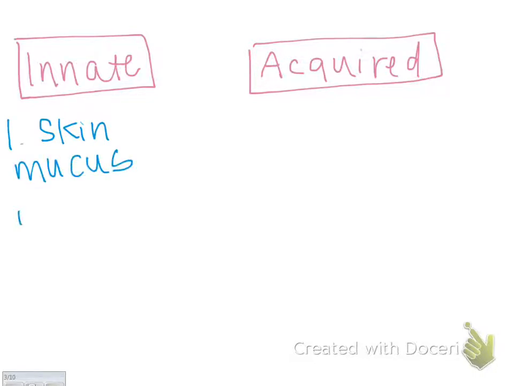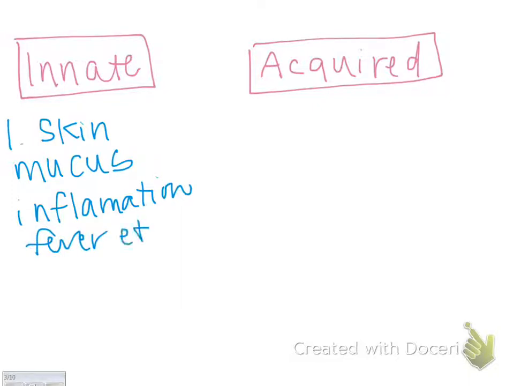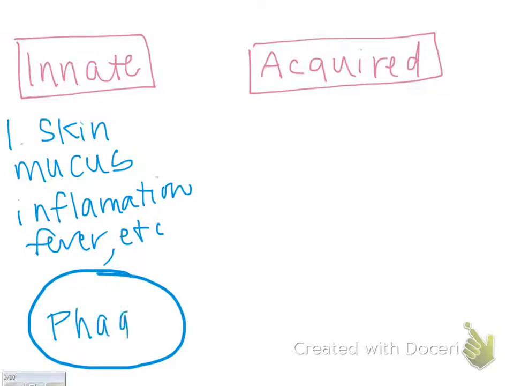And then you also have inflammation, fever, etc. Right? Okay, well, the big guy over here on the innate is your phagocytes or macrophages. And I'm just going to write PHAGE in here for eater. So macrophages are phagocytes, and they have on their cell surface MHC2 antigen presenter. So they present the antigen with the MHC2 molecule.